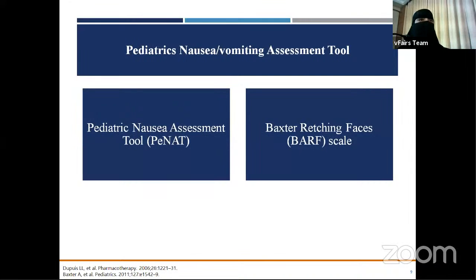Okay, so I guess many of you are wondering how we can assess pediatric oncology nausea and vomiting. There are several tools that we can use to assess nausea and vomiting in pediatrics. All of us know that nausea and vomiting is something very subjective to the patient, even in adult patients. So in pediatrics, we have the Pediatric Nausea Assessment Tool and the Baxter-Ritchie Faces Scale.